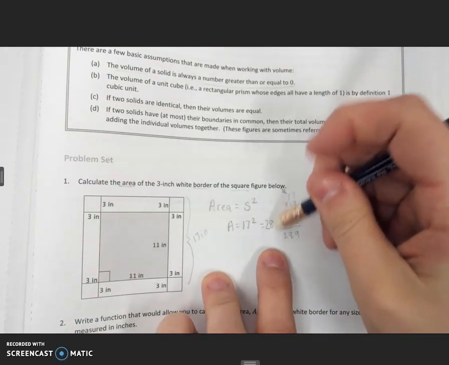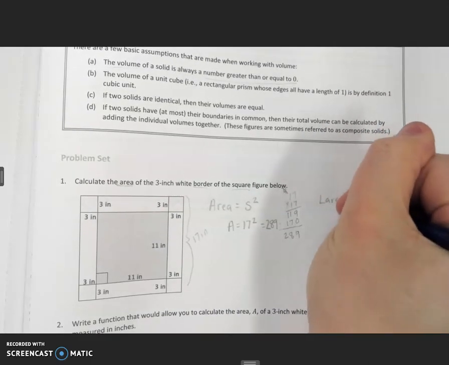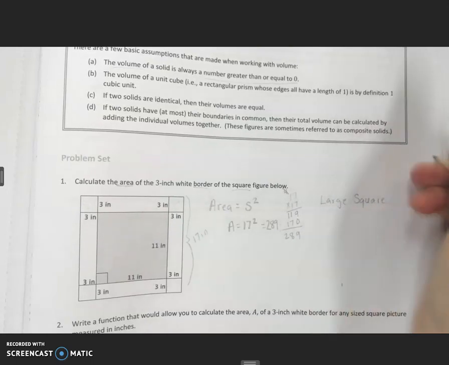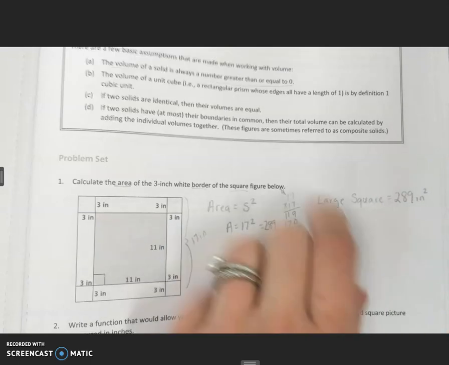I'm running out of space, so actually I'm going to write it over here. Large square equals 289 inches squared. That's how you write the area when we're talking about problems like this.